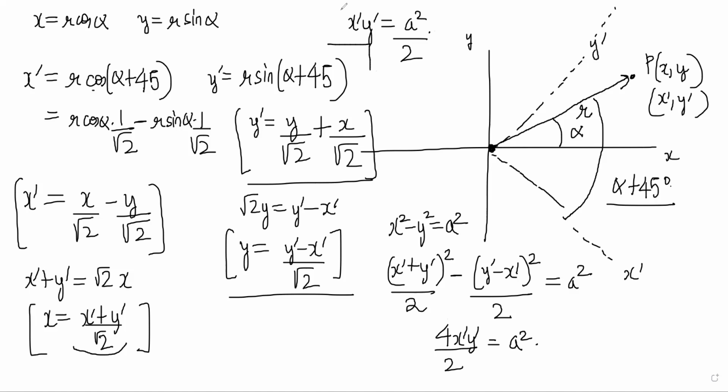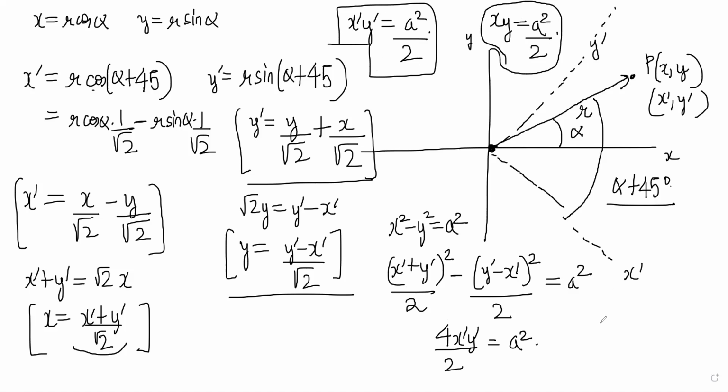In the new rotated axis, I will not call it x dash y dash later. I will say it is xy is equal to a square by 2, in the new axis. So your c square, in xy is equal to c square, actually stands for a square by 2 in the other form. Are you understanding what is happening?